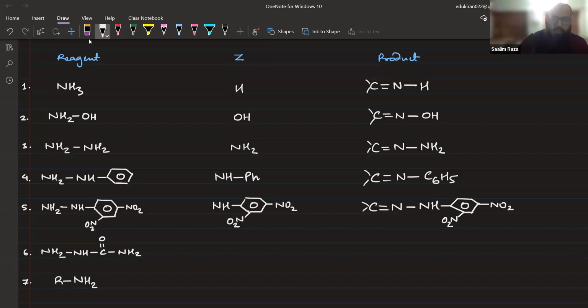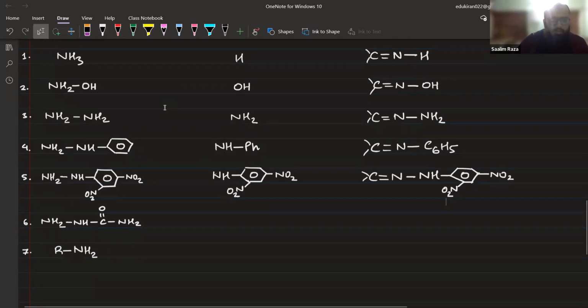Got it guys? Yes or no, please tell me. After that again you have this NH2 will be here like this, so you will have NH, the single bond carbon double bond O, followed by NH2.